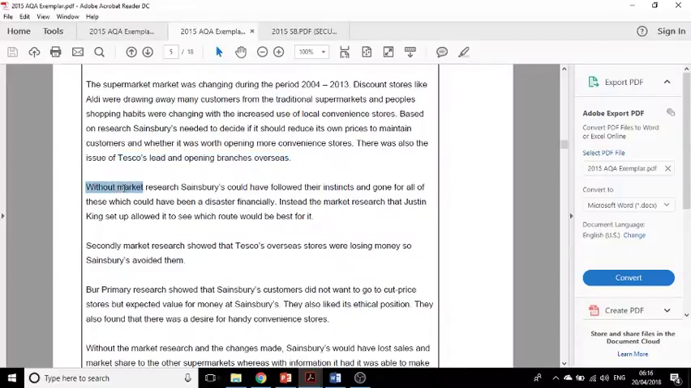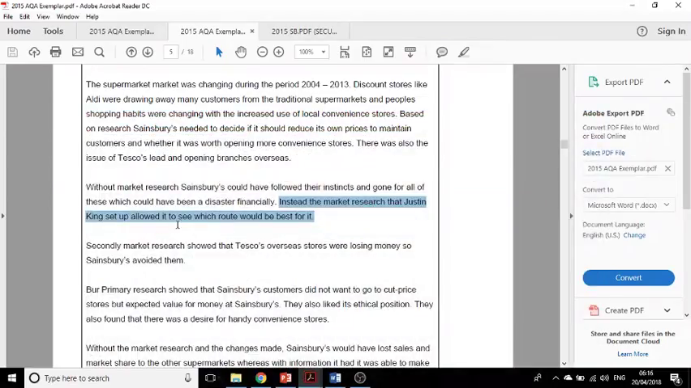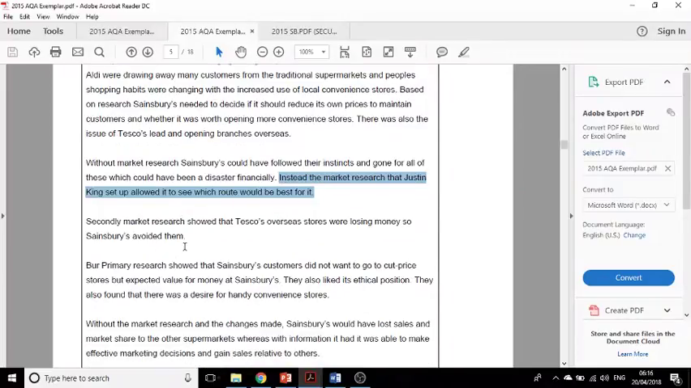Now, they've just explained the context. Now they're linking to market research. Without market research, Sainsbury's could have followed their instincts and gone for all of these, which could have been a disaster financially. Instead, the market research that Justin King set up allowed it to see which route would be best for it. Okay, so we're linking the market research to the strategy that Sainsbury's have taken.